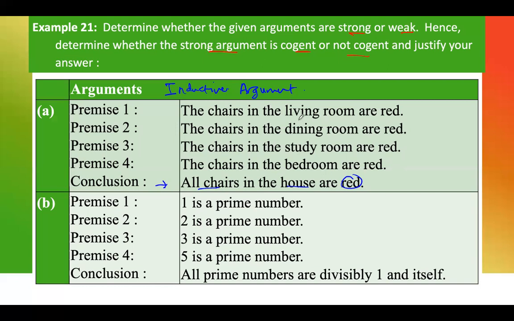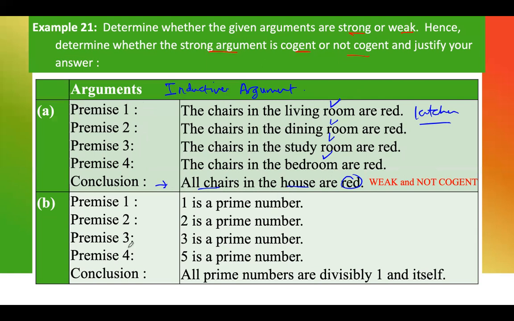Any corners of the house that we have not determined yet, maybe right outside the house, we didn't determine. So we just said all the chairs are red. So it is weak and not cogent, because the examples or premises here don't cover all the corners of the house. It's only the bedroom, study room, dining room, living room. How about the kitchen? Okay, so this is weak and not cogent.